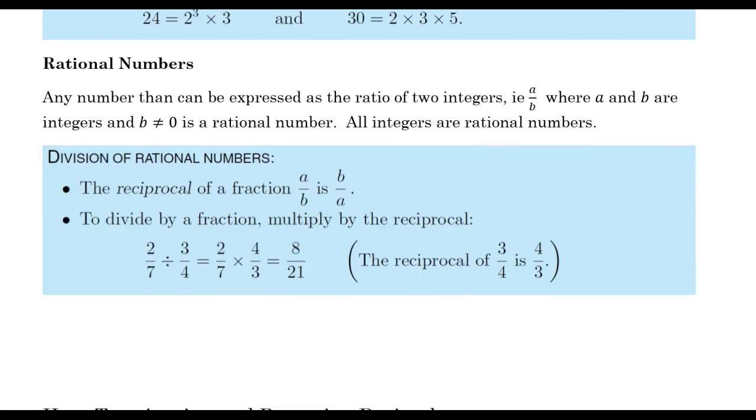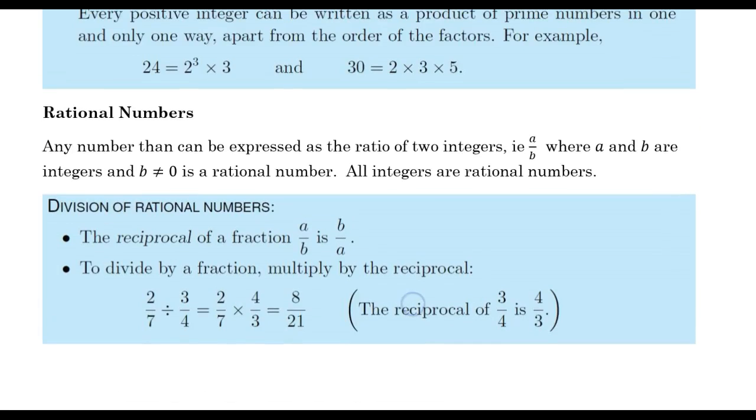Rational numbers can be written as a fraction, and a reminder: when we're multiplying fractions, multiply the numerators and multiply the denominators. When we divide by a fraction, we multiply by the reciprocal: turn the second number upside down, and multiply.